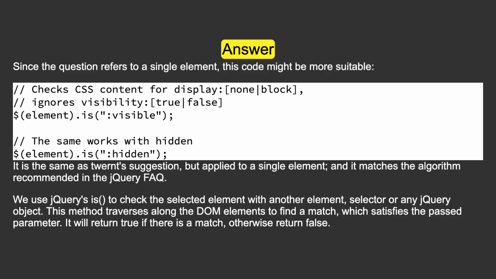We use jQuery's .is() to check the selected element against another element, selector, or any jQuery object. This method traverses along the DOM elements to find a match which satisfies the passed parameter. It will return true if there is a match, otherwise it returns false.